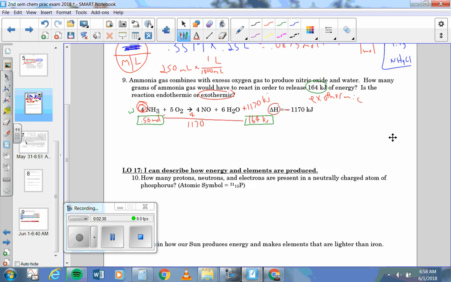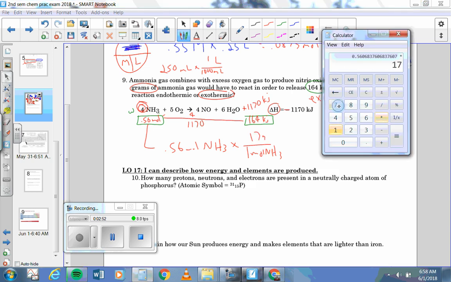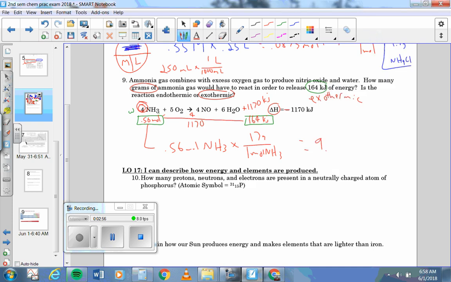That's not what they want to know. They want to know how many grams of that. 0.56 moles of NH3, that's ammonia. 1 mole of NH3 is 14 plus 3, is 17 grams. I still have this in the calculator, times 17, approximately 9.5. 9.5 grams of NH3.